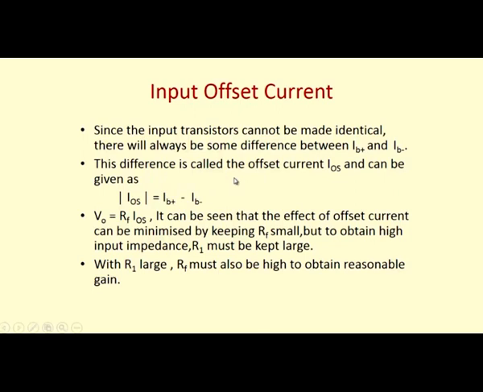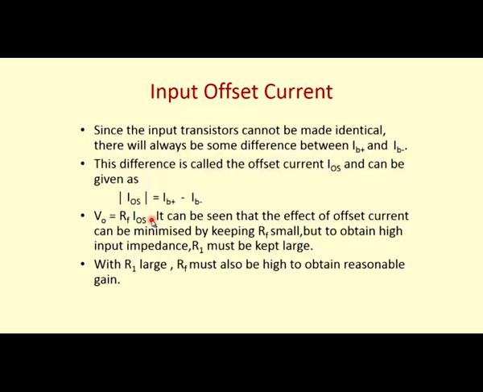We assumed in the previous case that the bias currents IB plus and IB minus are equal since the transistors are identical, but if the transistors are non-identical, then these two currents are not equal. Because of the inequality between the bias currents, we will have some input offset current. Because of the input offset current, there will again be some output value in the millivolts range. The output voltage is given as V naught is equal to RF IOS, where IOS is the input offset current.